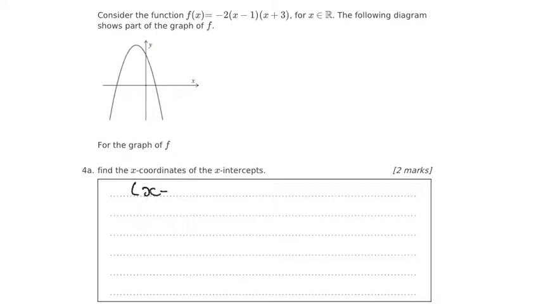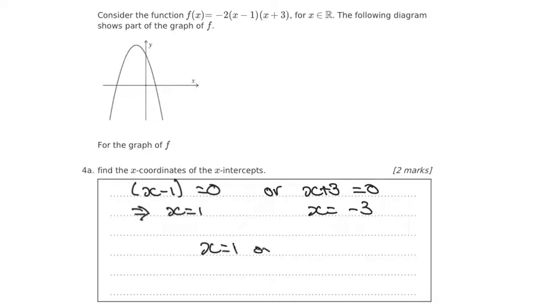So x minus 1 equals 0. Therefore, x is equal to 1. Or x plus 3 is equal to 0. So x is equal to minus 3. So the x-intercepts are x equals 1 or x equals minus 3.